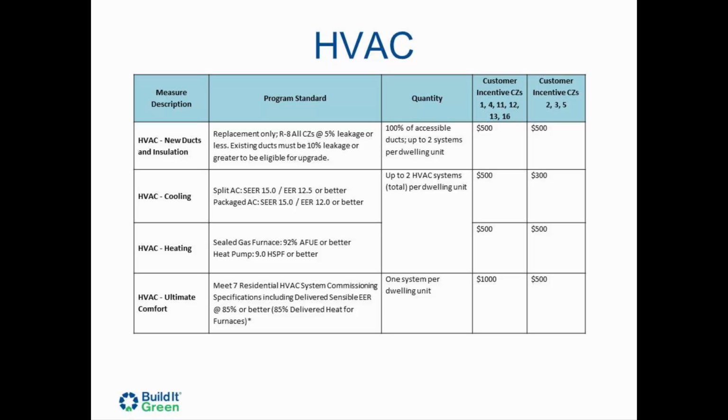And then the last measure on the HVAC list, so HVAC Ultimate Comfort or HPHI, I'm sorry, High Performance HVAC Install, must meet at least the minimum 7 residential HVAC system commissioning specifications. So you have to meet those 7 in order to claim that measure. And you must be an approved contractor to install that measure. You must go through the training, and we'll go into detail on that in the next slide. And 1 system per dwelling unit can be claimed only, so it does not apply for two systems there.